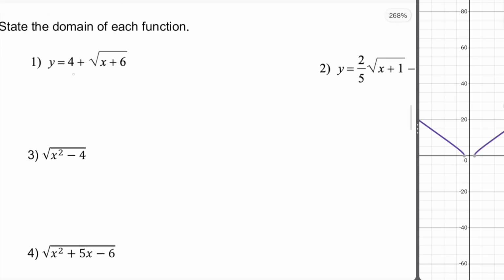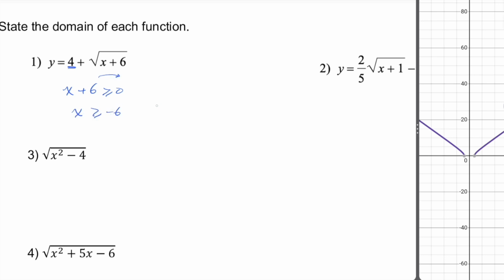So here, this part, 4 plus the square root. This part by itself is called a constant or a constant function, so it has no restrictions in the domain. The restrictions come from the square root. So I need to focus on my square root, and since this is linear under the square root, I will take x plus 6 greater than or equal to 0, solve: x greater than or equal to negative 6, moving this 6 to the other side.